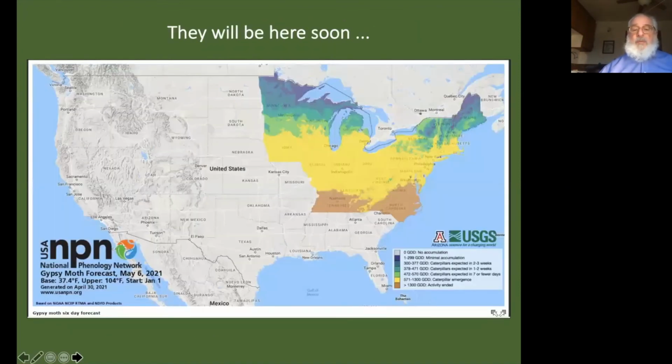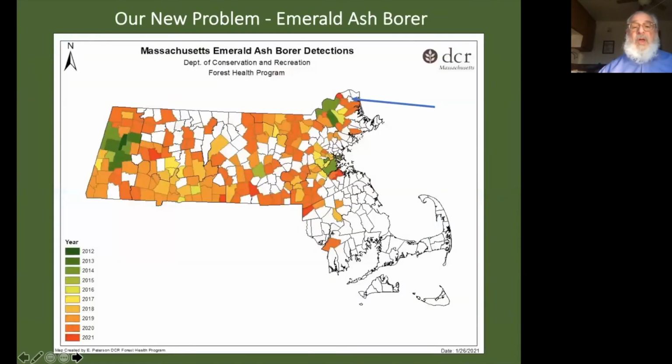And then they will be here soon. I got this today. It's a forecast for the next week, sorry. And the yellow means that they are emerging. And you can see right here is Massachusetts. So the gypsy moths are here, they're emerging, and hopefully it will be wet enough that the fungus will provide us with some natural biocontrol.